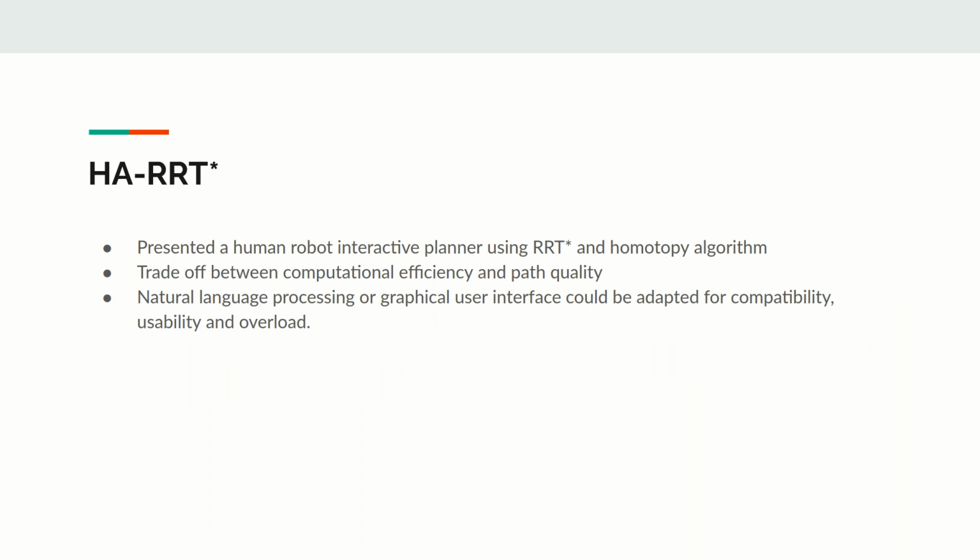HARRT star presents a human robot interactive planner using RRT star and homotopy algorithm. It offers a trade-off between computational efficiency and path quality of the computed path. However, natural language processing or a graphical user interface could be adapted for compatibility and usability.